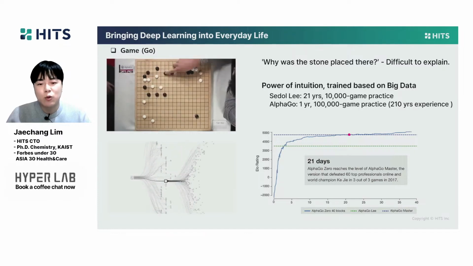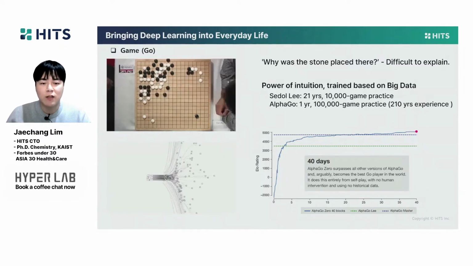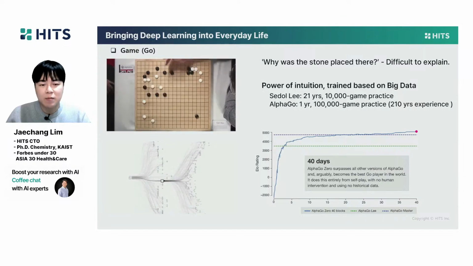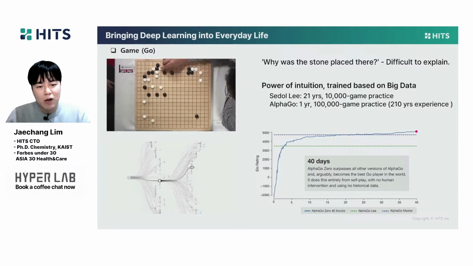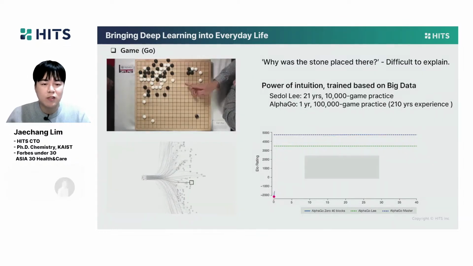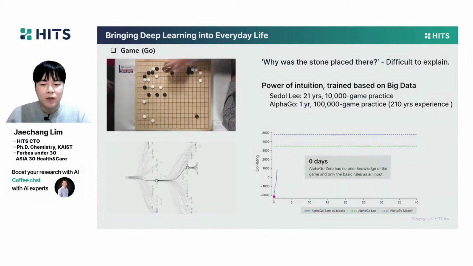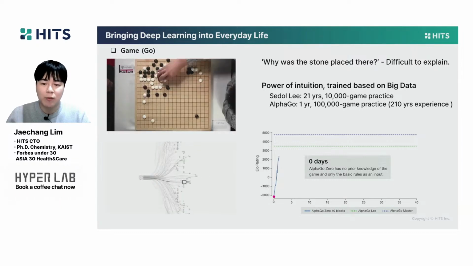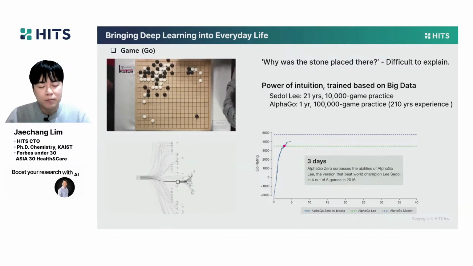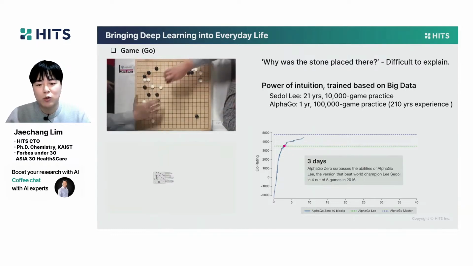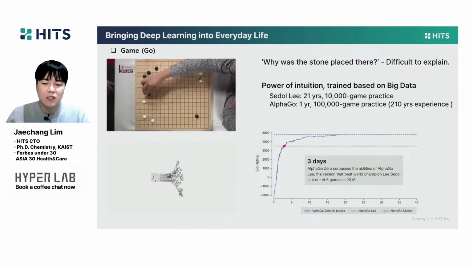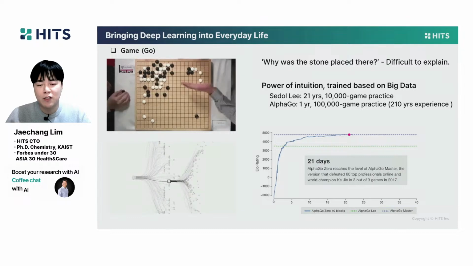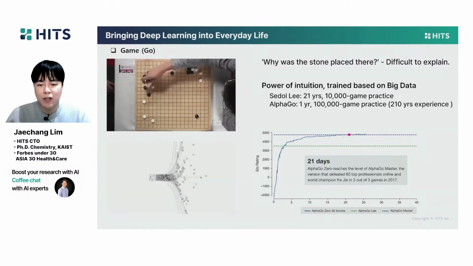For example, Sedol was the best Go player at that time, and it's estimated that he played about 10,000 games of Go. However, AlphaGo played about 100,000 games in a year, which is equivalent to 200 years of human training. In other words, AlphaGo had more than 10 times the training of Sedol, so it wasn't surprising at all, considering this huge gap in training.